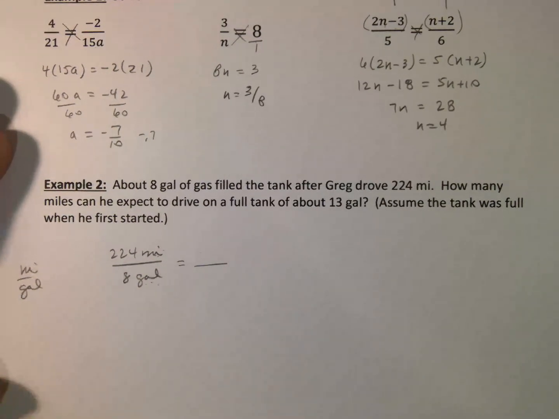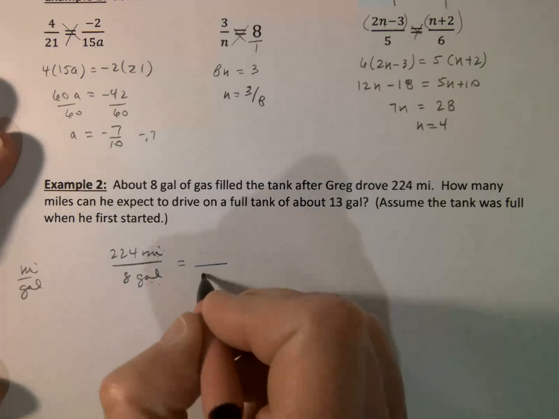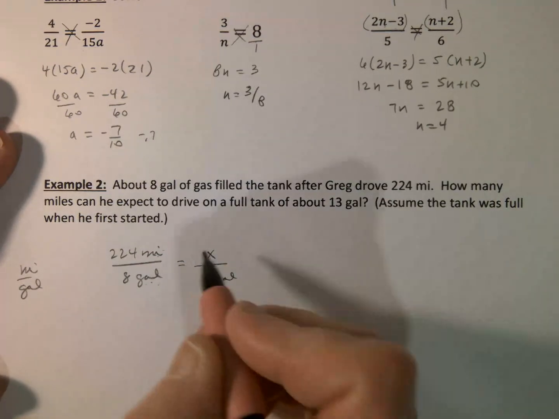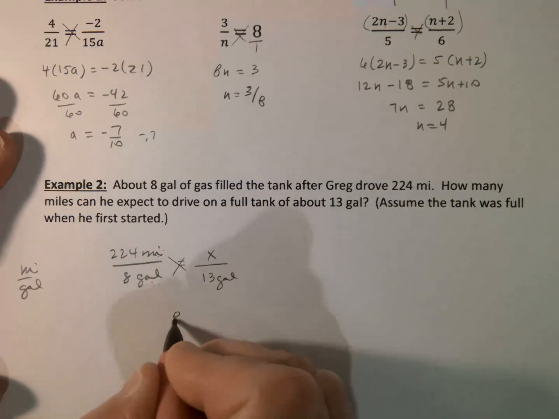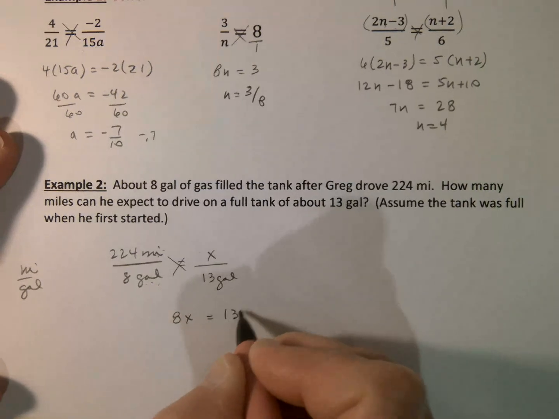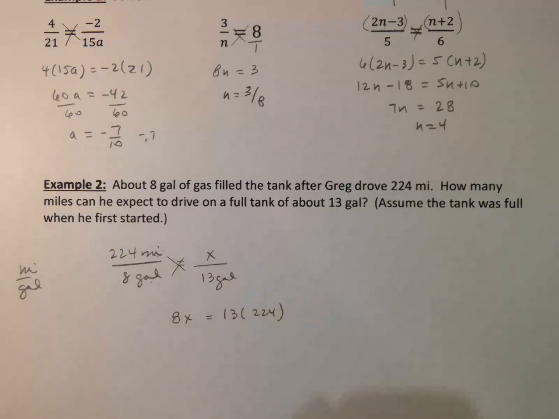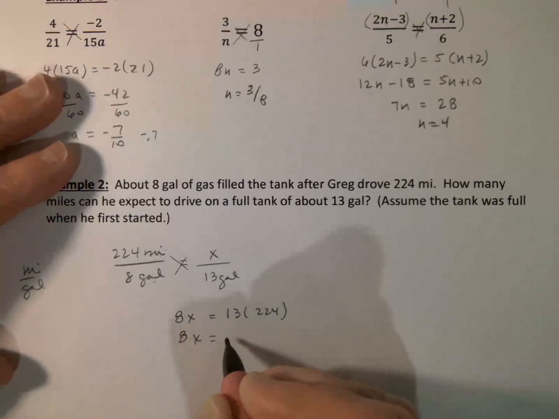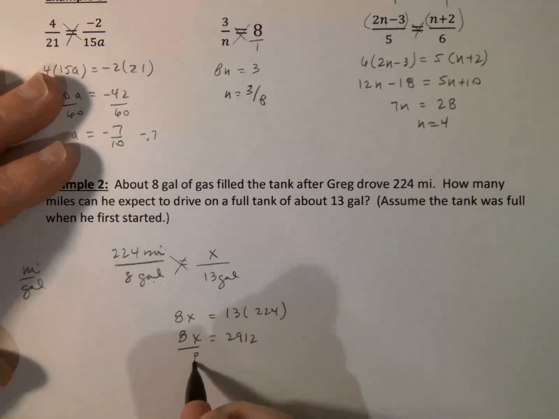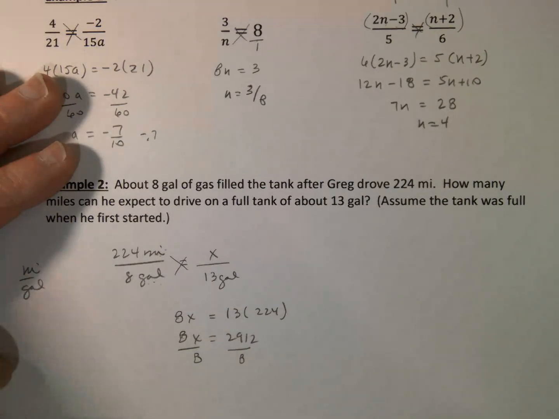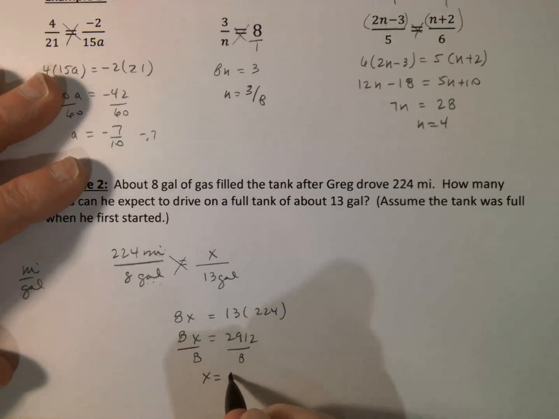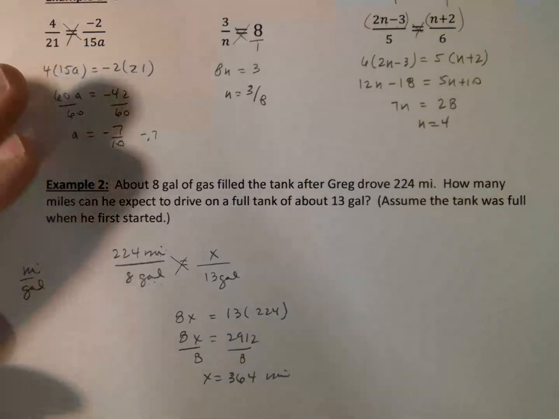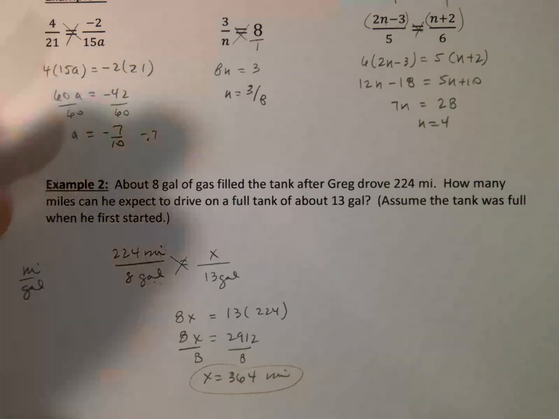Okay, so how many miles can you expect to drive on a full tank of 13 gallons? So my 13 gallons goes here, and what I'm looking for is how many miles I can go. So we're going to do cross products. So we have 8x is equal to 13 times 224. And that's going to say 8x is equal to 2912. And if I divide both sides by 8, I get 364 miles. So for 13 gallons, he can go 364 miles.